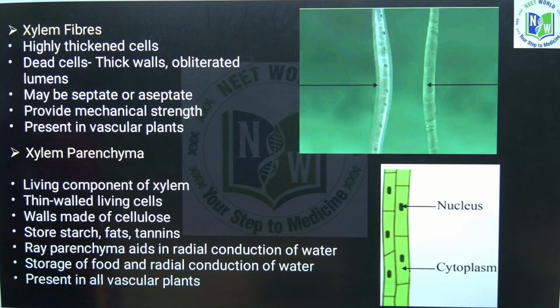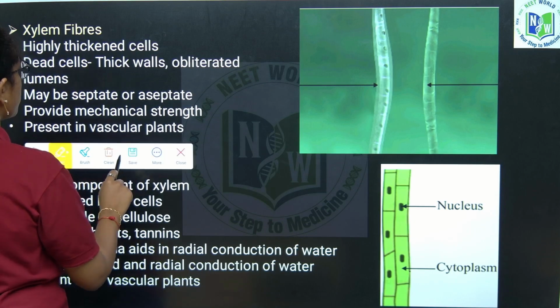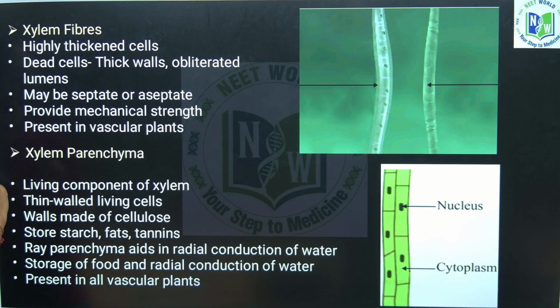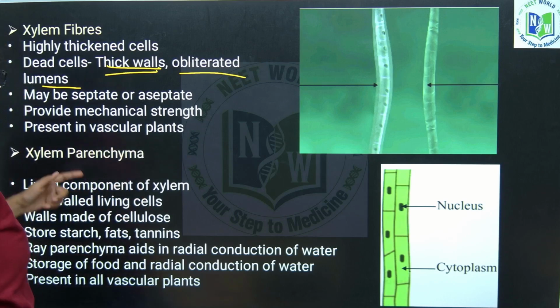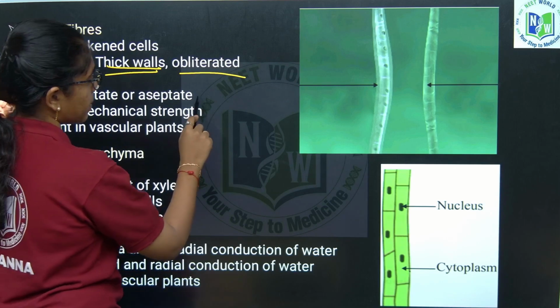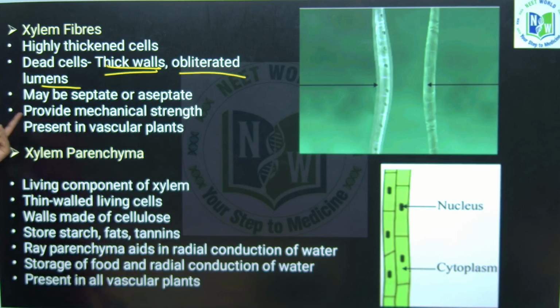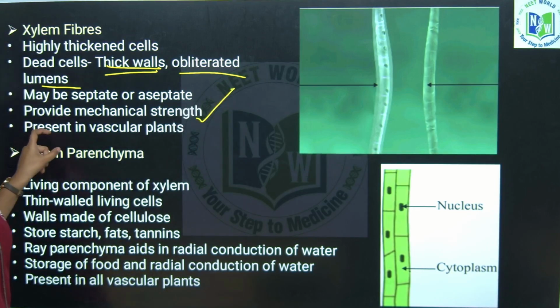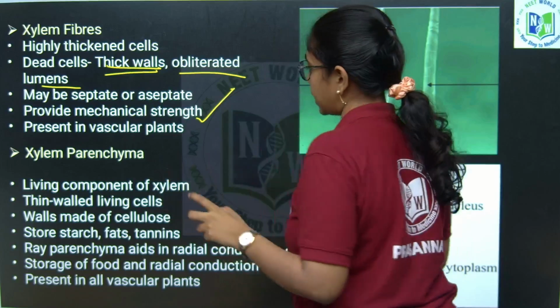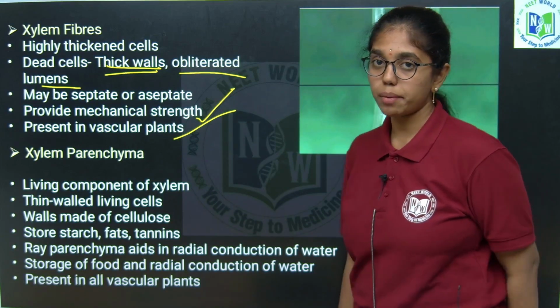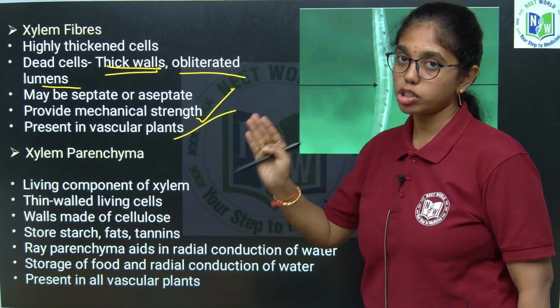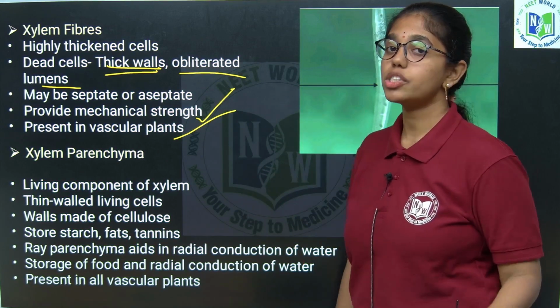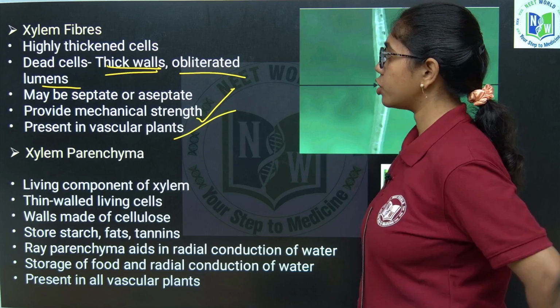Now coming to xylem fibers. Just now we have learnt about fibers, right? They have highly thickened cell walls. They are dead cells with thick walls and obliterated lumen, meaning narrow lumen. They can be septate or aseptate, meaning divided or not divided. They provide mechanical support and are present in all the vascular plants. Tracheids are also present in all the vascular plants, which means pteridophytes, gymnosperms and angiosperms.